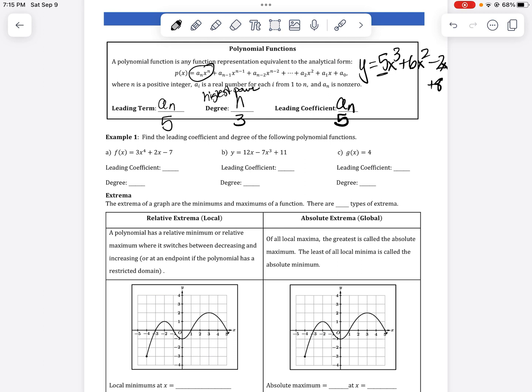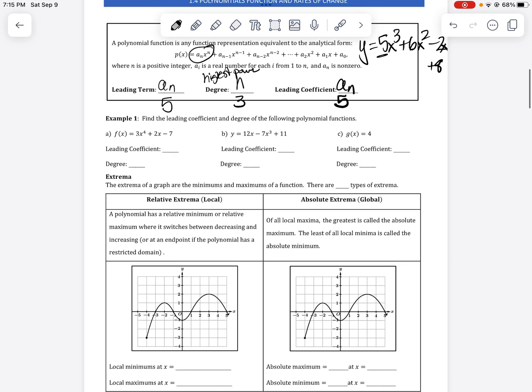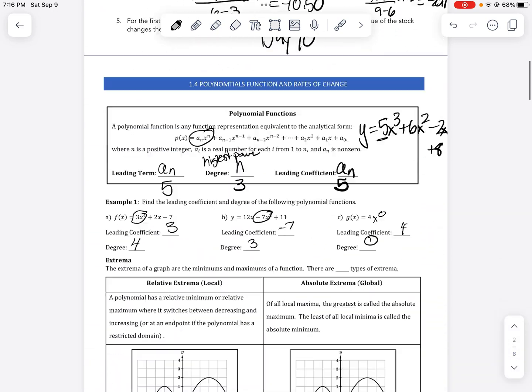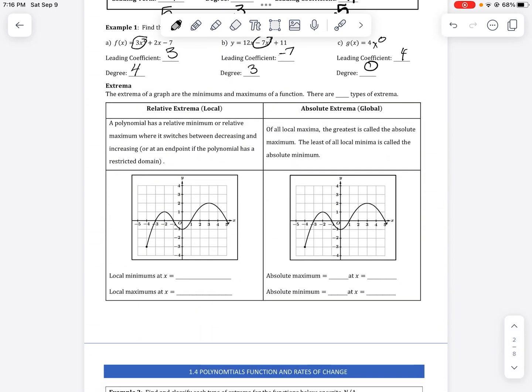So if we take a look at all of these here, find the leading coefficient. Well, our leading coefficient, here's our highest power. So it's 3 and it's of degree 4. The leading coefficient here would be, there's our highest power, -7 in degree 3. And this one, what's our leading coefficient? Well, it's 4, and this is like x to the 0, so it's degree 0. Now, just like when we looked at our stock market graph that has highs and lows, there are some relative extrema. And a local relative extrema is within a certain location.